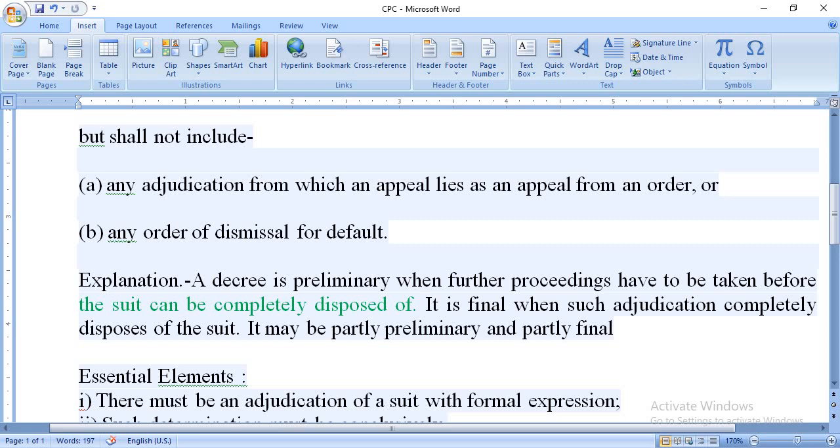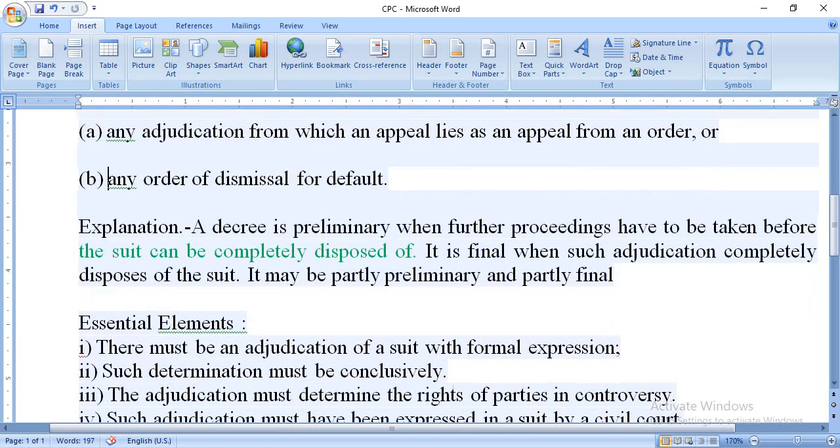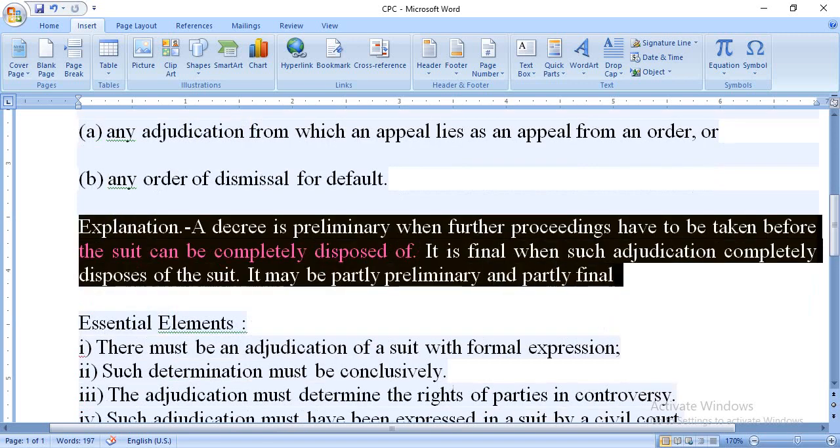And after that, any order of dismissal for default. So for default, if the court gives any order, at that time it won't be included as a decree. So here we get the explanation of this section.